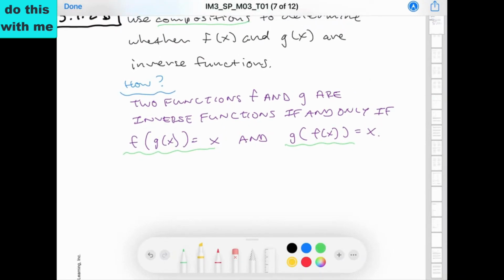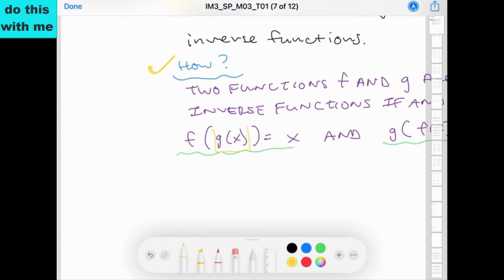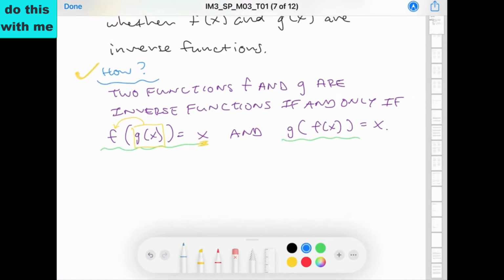Well, the two functions f and g are inverse functions if and only if f of g of x equals x and g of f of x equals x. What does that mean? If you can put g into the function f and your result is x, and you do that over here as well, you take the f of x function and you put it into g and your outcome is x. If both of those happen, then they are inverses.